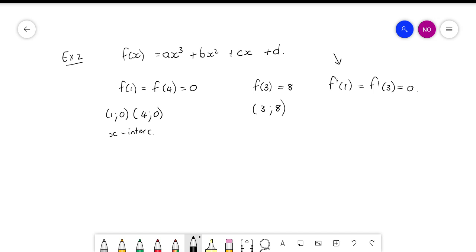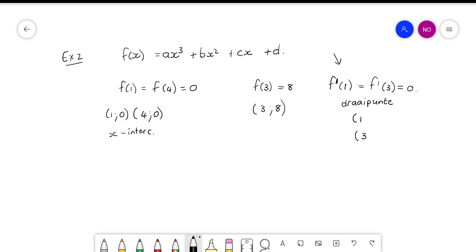Want sien julle hier werk ons met die eerste afgeleide en dis gelyk aan 0. What do we find on a graph if the first derivative is equal to 0? It's the turning points. Okay? So met ander woorde, die draaipunte van hierdie grafiek gaan wees by x1 en by x3. The turning points of this graph will be at x equal to 1 and x equal to 3.